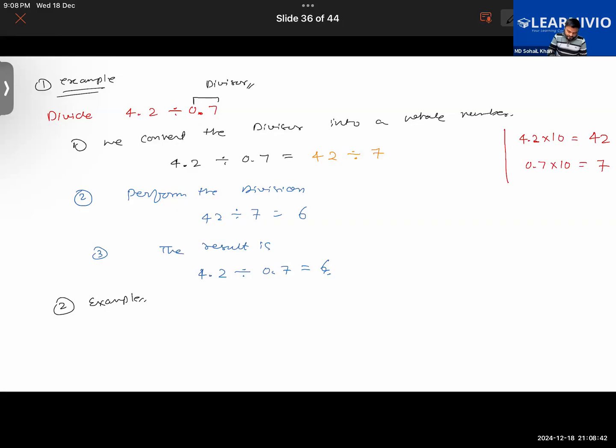Example number 2. Suppose we are asked to divide 5.35 by 0.05. Now in this case, first of all, tell me, which one is the divisor here? The second number. So how many decimal places does it have? 2. So we are going to multiply both of them by 100.